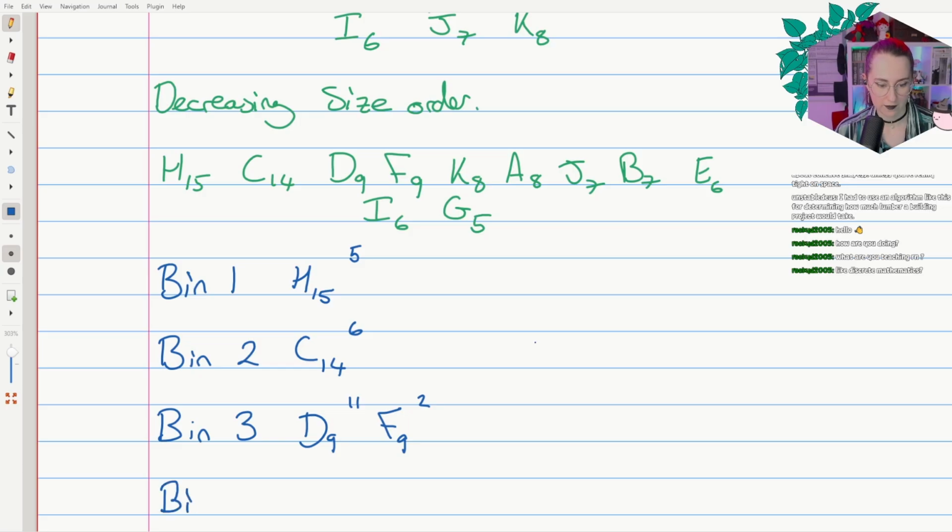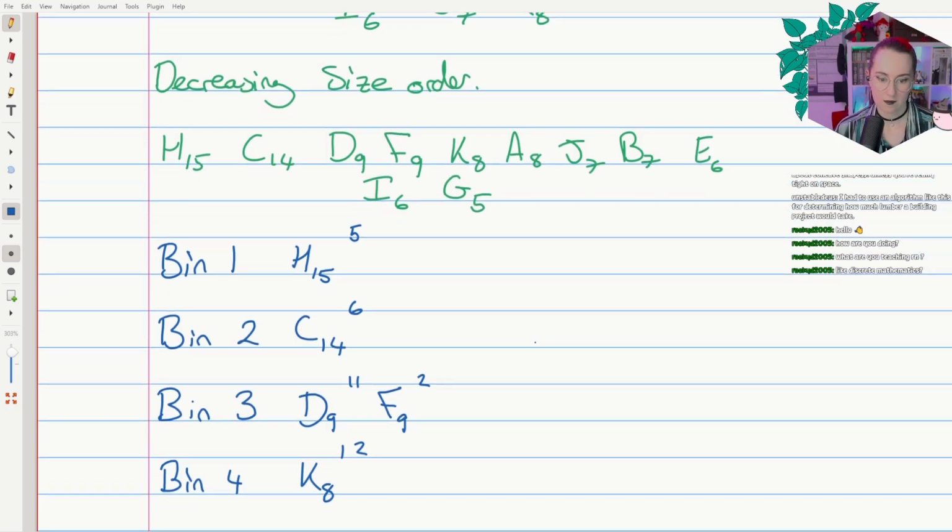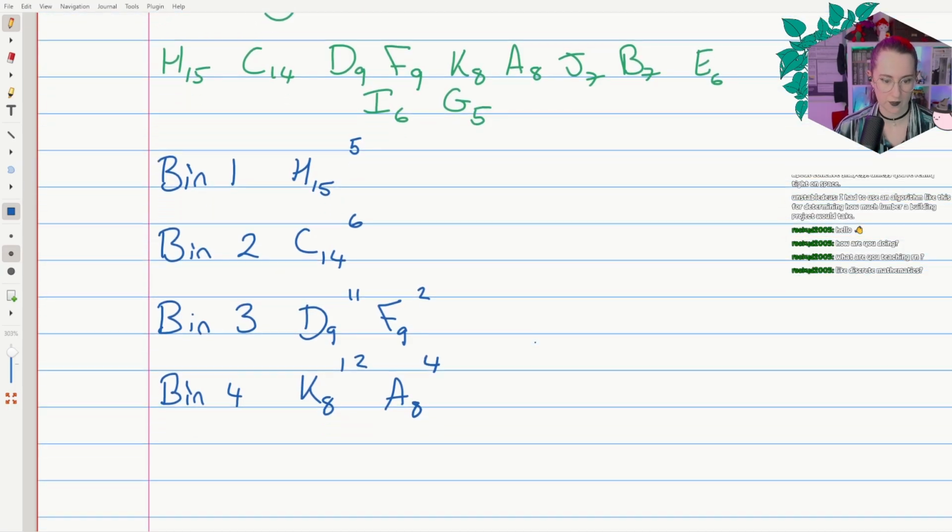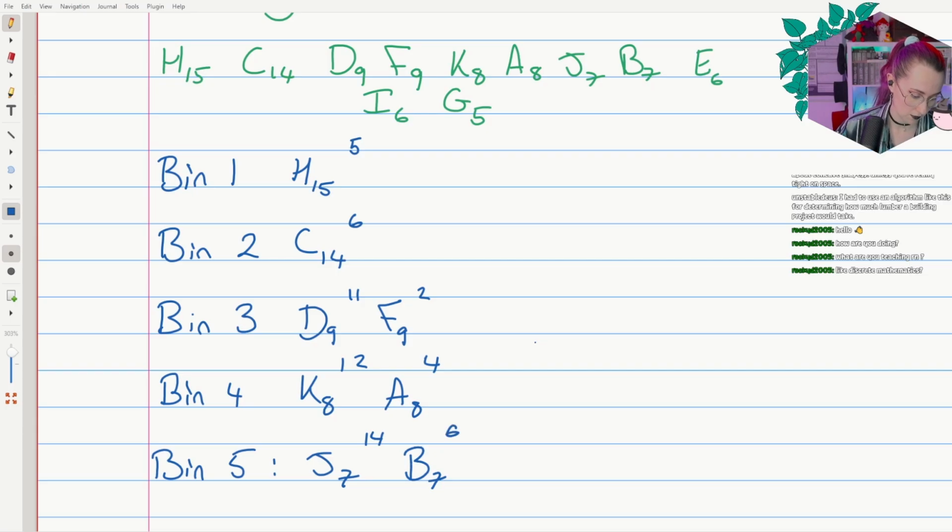Bin 4 then gets K8 with remainder 12. A is now also going to go in here with remainder 4. Bin 5 is going to get J7 with remainder 14. It's going to get B7 with remainder 6. Sorry, remainder 13 even.